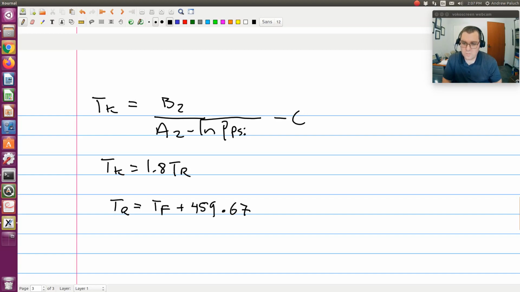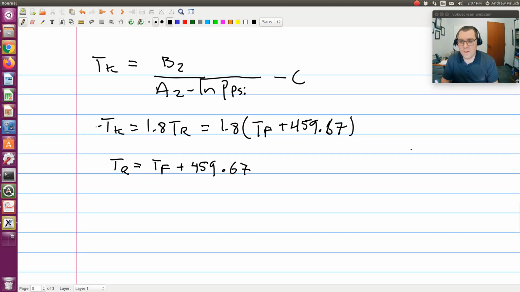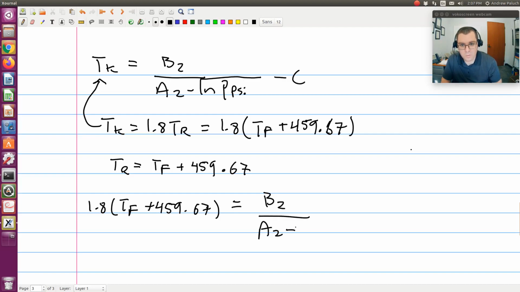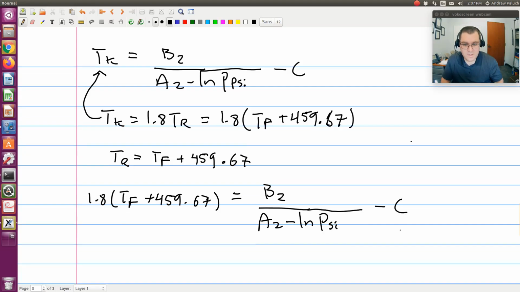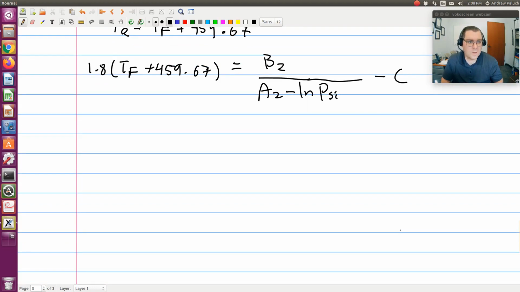Cool. If I plug that in here, then my temperature in Kelvin is equal to 1.8 times temperature in Fahrenheit plus 459.67. So I have 1.8 times my temperature in Fahrenheit plus 459.67 is equal to B2 divided by A2 minus log PSI minus C. Now I just want to massage the left-hand side of this equation so that just TF is remaining.